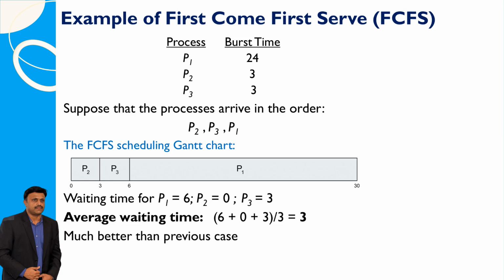In this example of first-come first-served scheduling, three processes with respective burst times arrive in the order P2, P3, and P1. The resulting FCFS scheduling Gantt chart shows waiting times for each process. P2 waits 0 units, P3 waits 3 units, and P1 waits 6 units. The average waiting time, calculated as the sum of individual waiting times divided by the number of processes, is 3 units. This represents an improvement over previous cases, indicating the efficiency of the FCFS algorithm in this scenario.